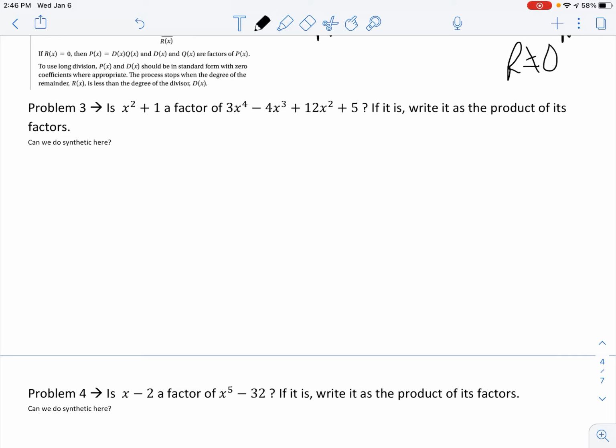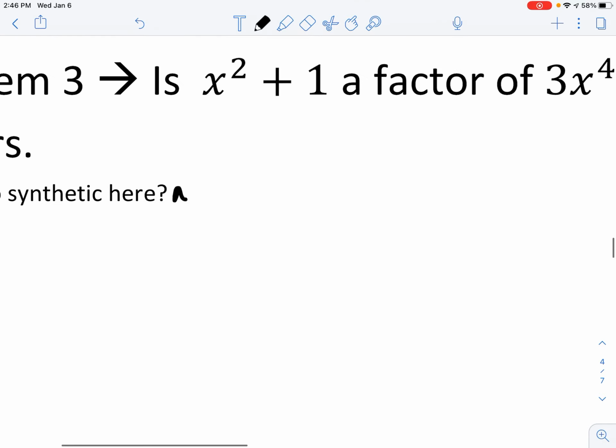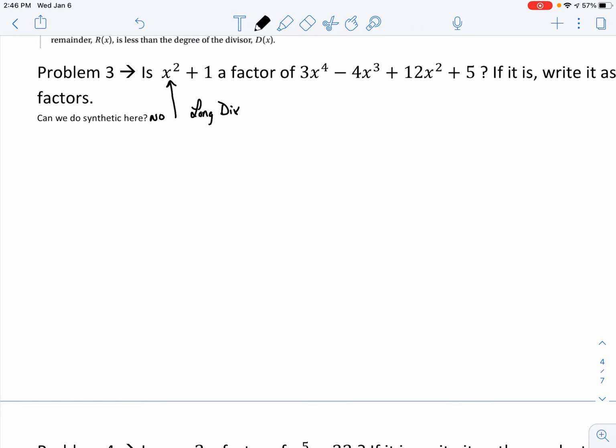Now, I do have a tiny little question here, and it says, can we do synthetic on this problem? And I'm really sorry to say, no, not for where we're at right now. Because that's an x squared, we're not going to be able to do synthetic. If it was just x plus 1, then yeah, we could do synthetic with a -1. But unfortunately, guys, it's an x squared, so we're going to have to do long division. That's a no. So I know long division is a little more tedious, but we totally have this.